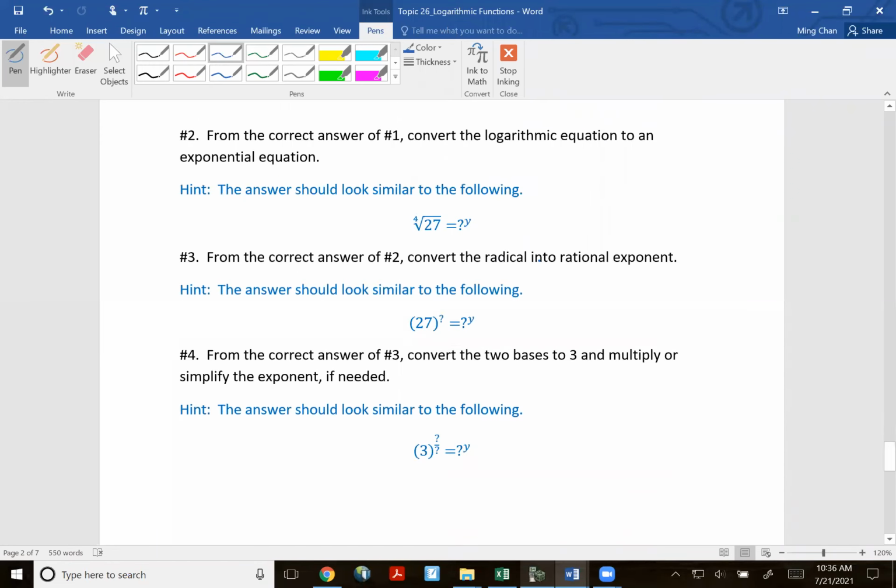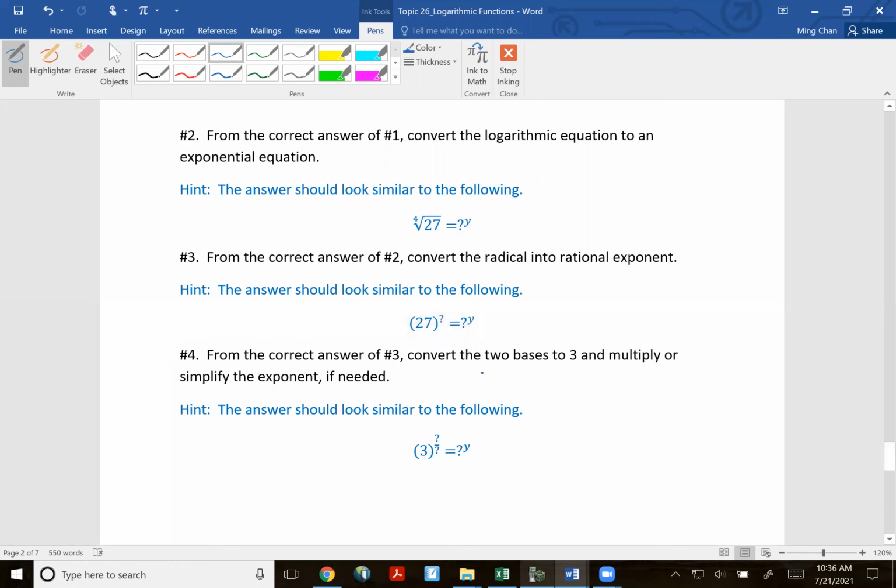All right, convert the radical. So number 3, I want you to convert this radical into a rational exponent. Fourth root of 27. Convert the radical fourth root into a fraction exponent. Keep the 27 in the parentheses.